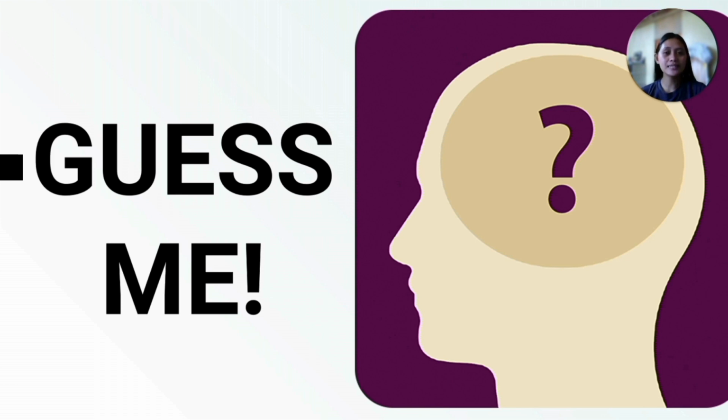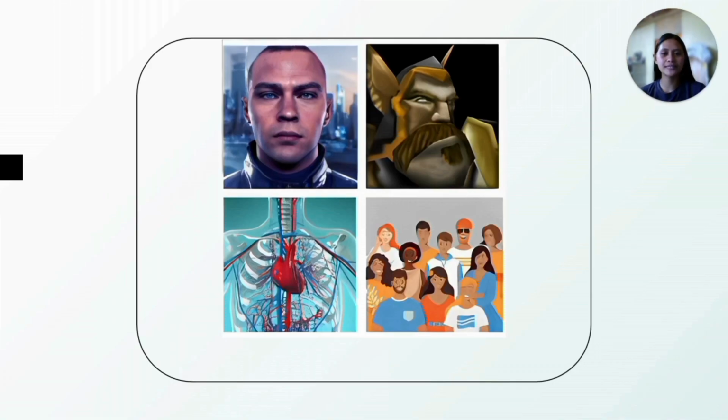Let us begin with this Guess Me activity. The mechanics is similar to 4 Pics 1 Word. So I will flash a set of pictures, specifically 4 pictures on the screen, and you are going to identify the word that best describes the pictures. Understood? Are you all ready? Okay, let us begin with the first set of pictures. We have here a man, a body, and a population. What do you think these pictures represent?